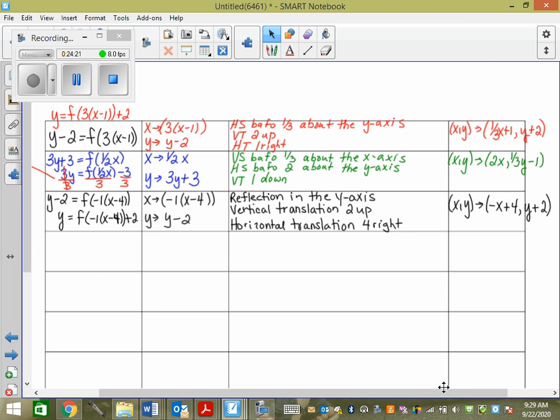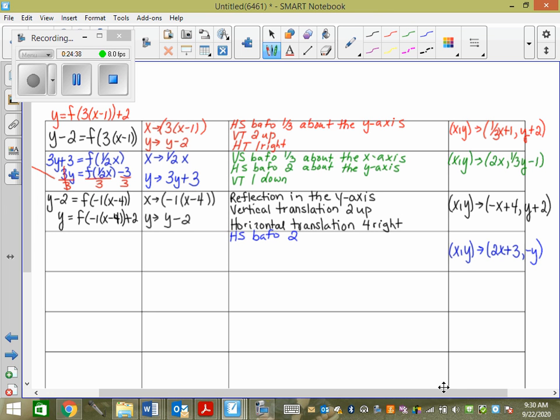Next one I gave you mapping. (x, y) becomes (2x plus 3, comma -y). So I do words when I'm mapping. So I have a horizontal stretch by a factor of 2. Remember, we use the same numbers about the y-axis. I have a negative in front of the y, so I have a reflection in the x-axis. And I have a horizontal translation 3 right.